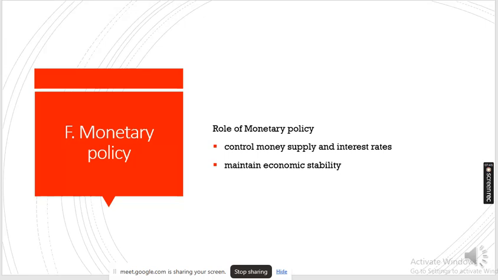Two, we should maintain economic stability. So the economy should be stable, where the value of our currency should be meaningful.